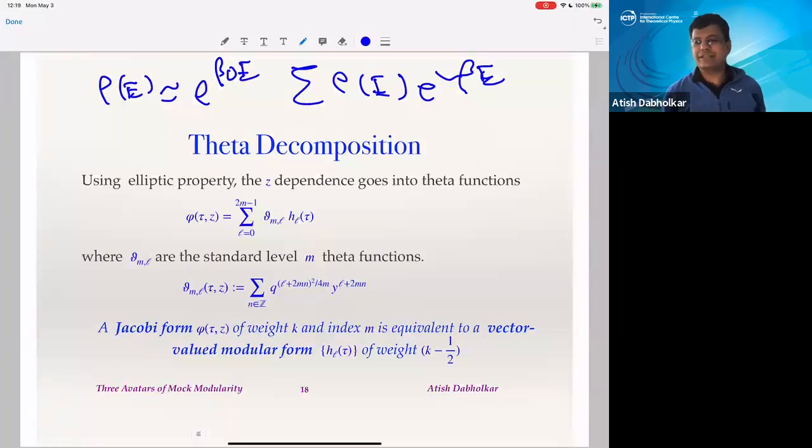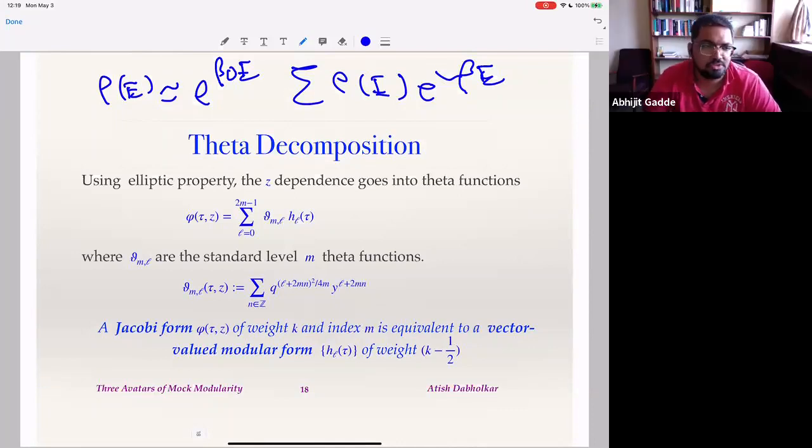It goes as e to the beta naught e. And we know that for the Cardy formula, it goes as a square root of the energy. Okay, fine. Thank you. Yeah, so maybe you can show that you cannot have poles.